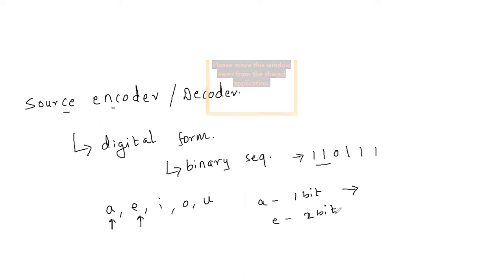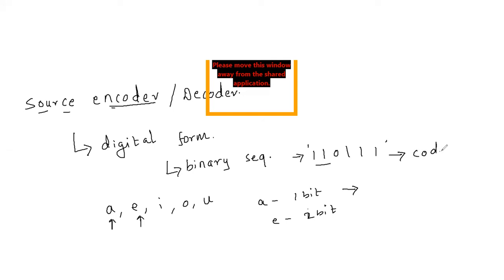Now that is the prime function, assigning a variable number of bits to any information. That is the prime function of the source encoder. I hope up to this point things are clear. Each binary digit is known as a binary bit. A group of bits is usually combined together. You can see the group of bits over here. This is called a code word.